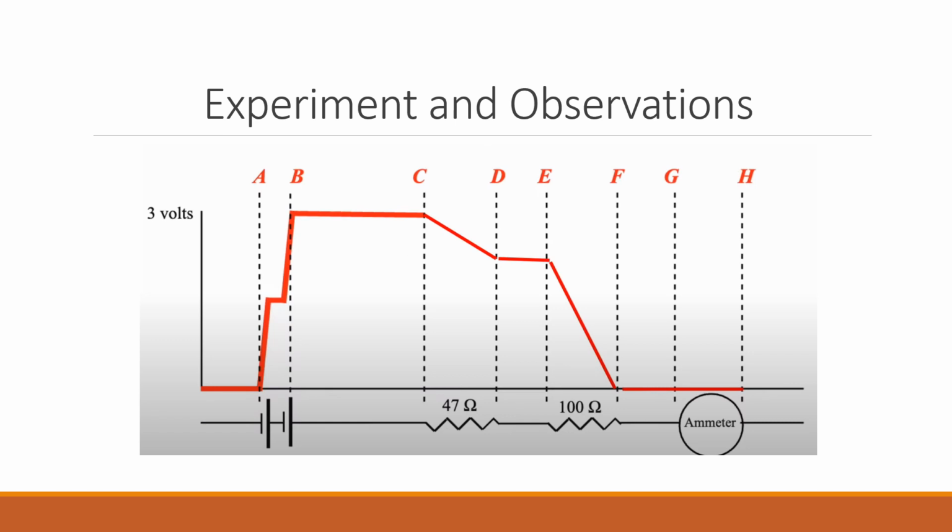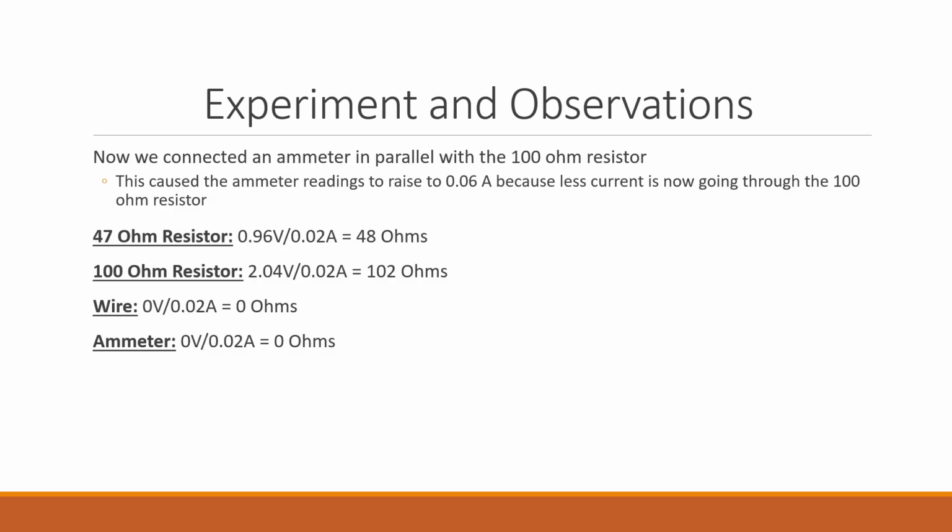Okay, so as you can see here, the batteries raise the potential, the resistors lower the potential, and the wires and the ammeter do not cause any potential change, as was also shown in the last slide. So now we connect an ammeter in parallel with the 100 ohm resistor, and this caused the ammeter reading to rise to 0.06 amps because less current is now going through the 100 ohm resistor. And as you can see, there's the rise. And Ohm's law was used to find these values.